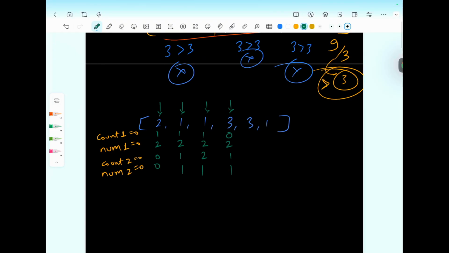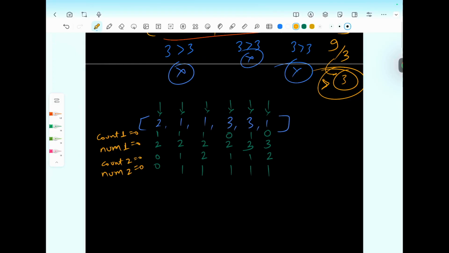Okay, now let's move to the next number. Now our count1 becomes 0. If it is 0, then we will update this number, so count1 will become 1 and num1 will become 3, and our count2 will remain the same. Then move to the next. The number is different, so our count1 will become 0 and num1 will remain the same, and count2 will become 2 here and num2 will remain the same.